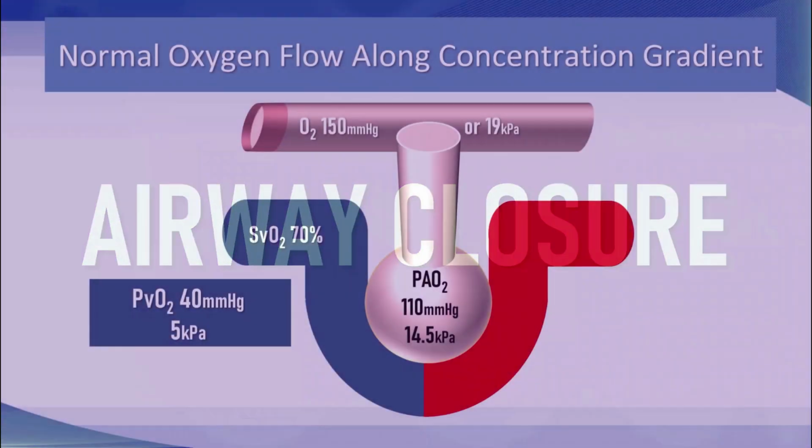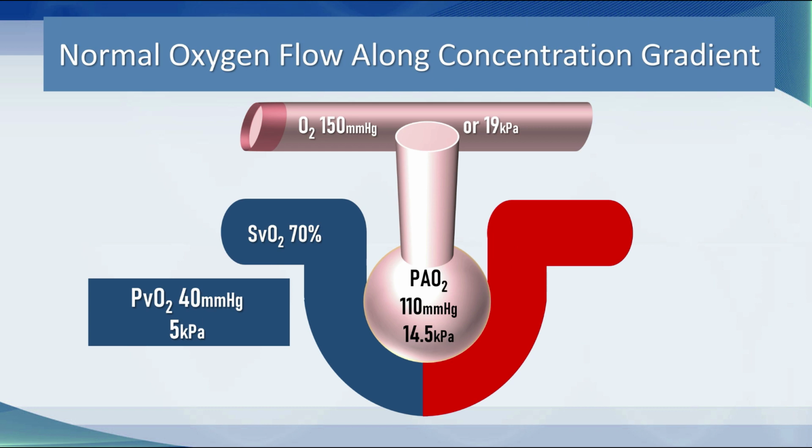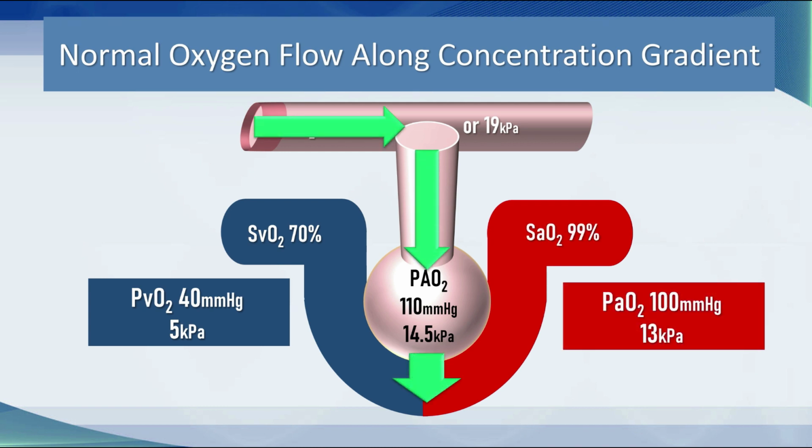I'm going to revisit airway closure for a minute. As you will recall, gas always diffuses from where it's in high concentration to where it's in lower concentration. In this cartoon, the green arrows represent oxygen. And this is what normal ventilation perfusion looks like. Note there is an approximate alveolar to venous oxygen difference of 70 millimeters of mercury or 9.5 kilopascals and an alveolar to arterial difference of 10 millimeters of mercury or 1.5 kilopascals. So oxygen continues to diffuse along that gradient.